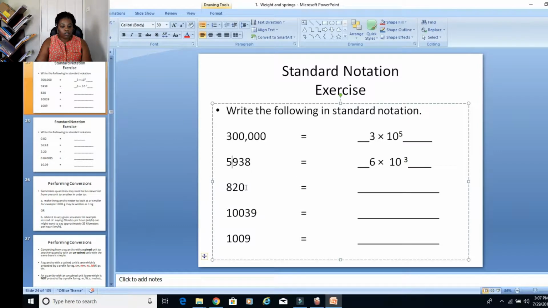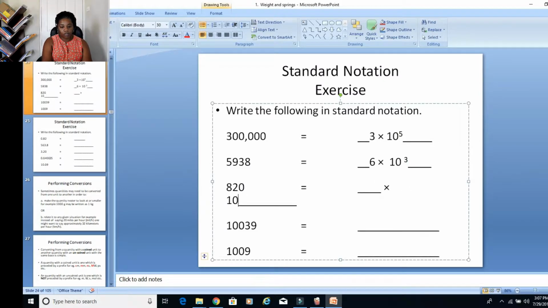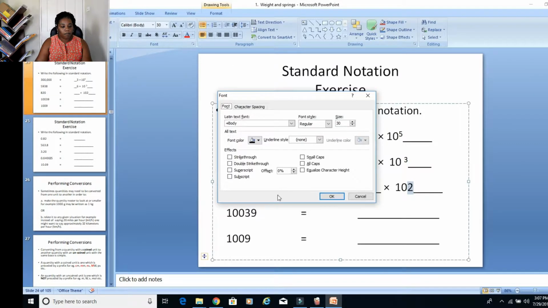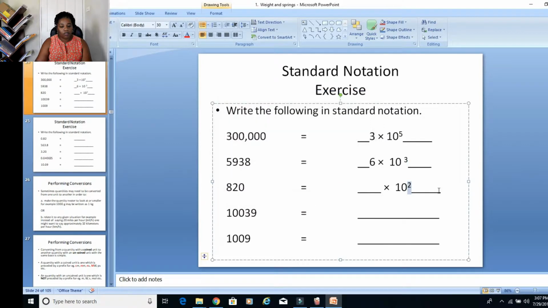Now here again, we're going to imagine a point is here. And how many times must it move to make one whole number? Right, it moves twice. And where does it move? To the left. So if it moves to the left, guess what? It's positive. So we're going to put this and put 2, and we're going to raise it up. Okay? Raise it up to 2.